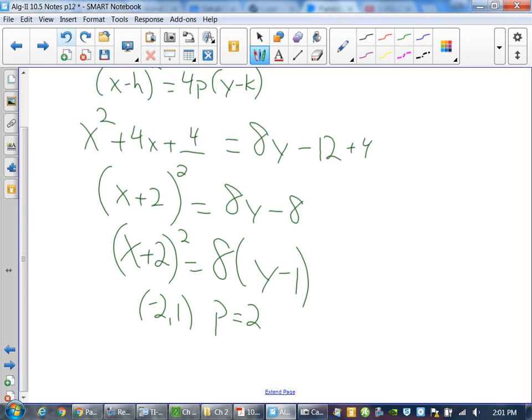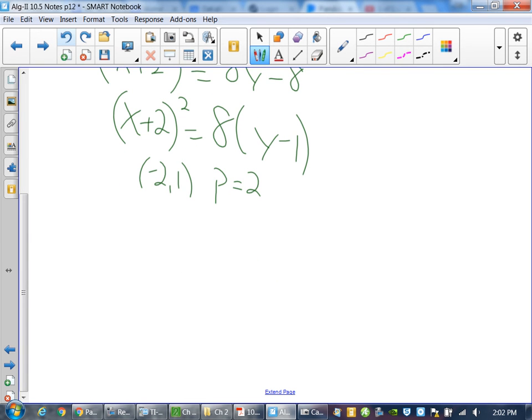Okay. So now, from there, it's pretty easy. Do you need me to walk through how to find the focus and the directrix? Are you okay with that? Might as well finish it. Yeah, can you do the directrix? Sure. All right, let's do the directrix part. So the vertex is placed at negative 2 and 1.